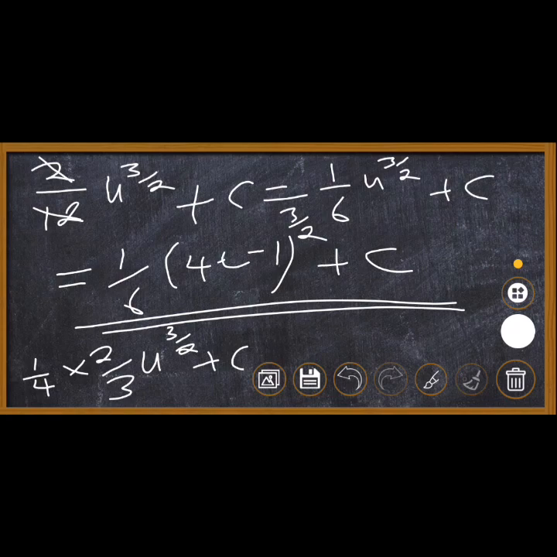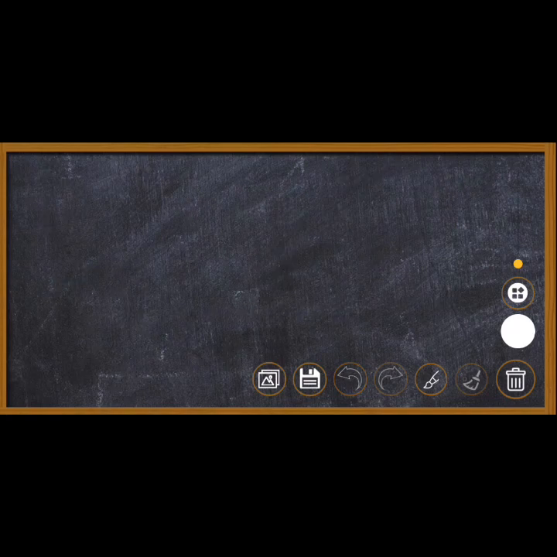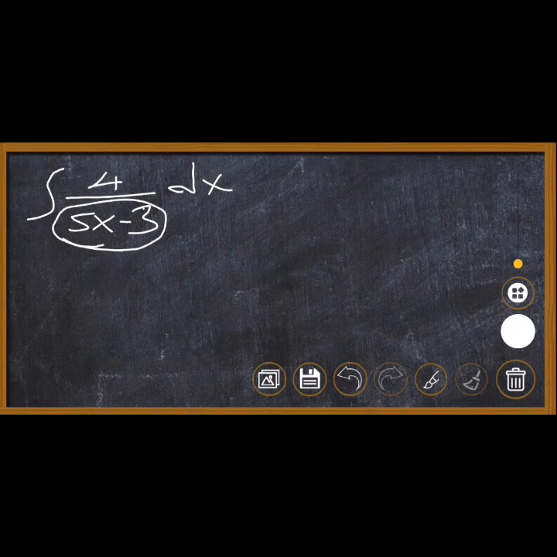So let's look at another example. Let's say you have been given the integral of 4 over 5x minus 3 with respect to x. To answer this question, we have to let this algebraic expression on the denominator be a single variable. So let's use u, since we are using u in this video.